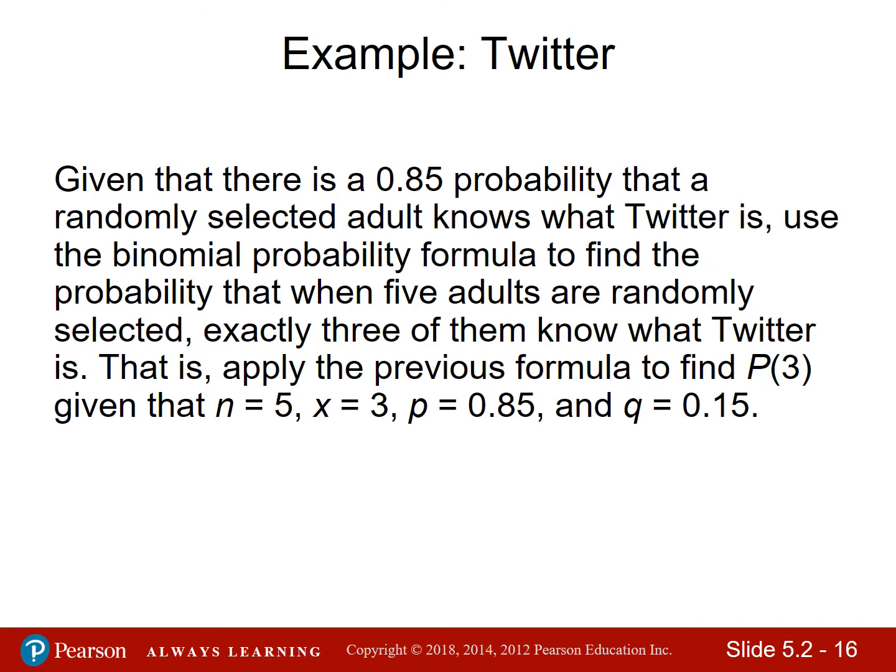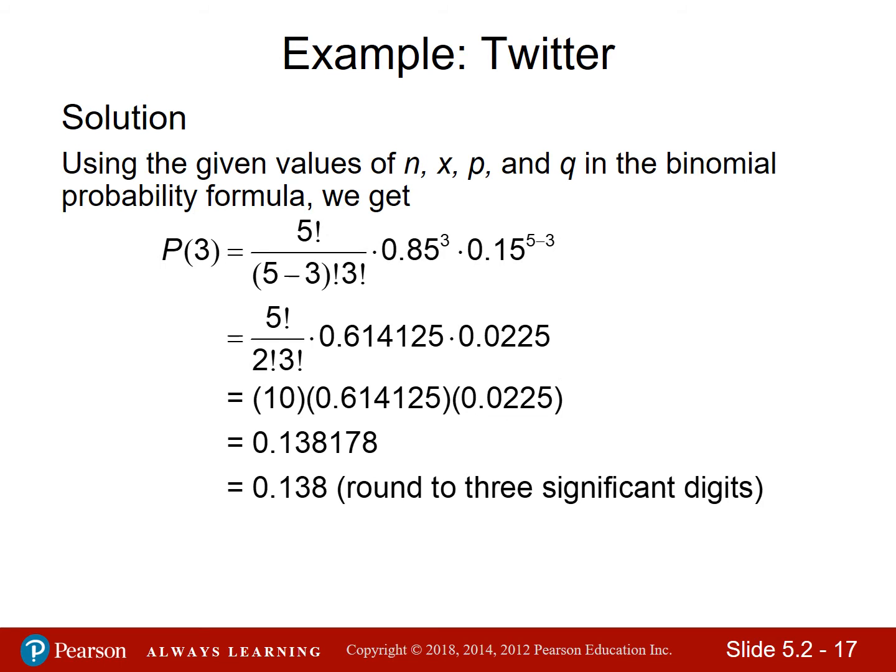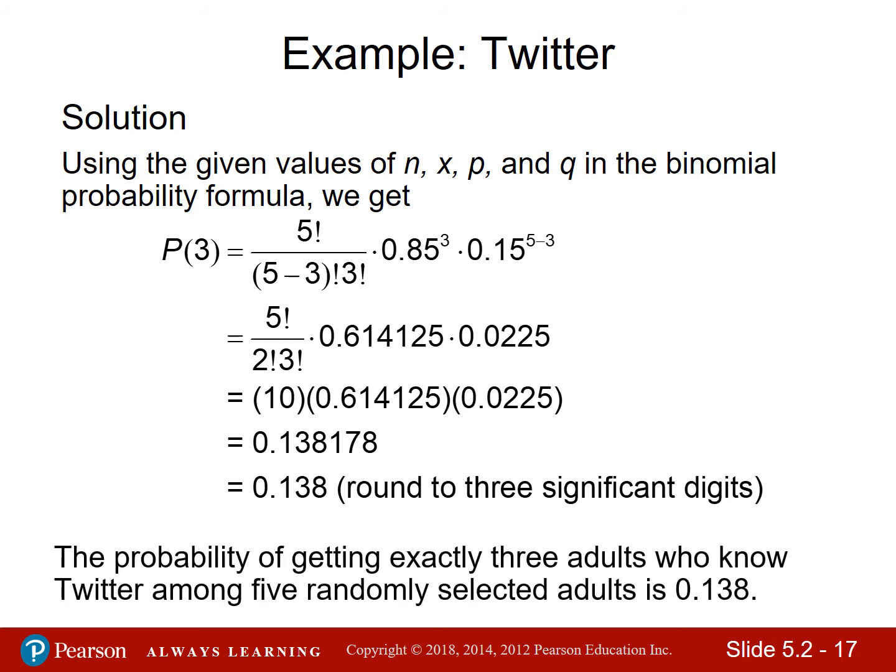So you can see here we have n, x, and p, and we calculate. You see how P of 3 is n factorial over 5 minus 3 factorial, because our n is 5, and we compute it. You can compute slowly and get the result, but you have to use the 3 significant digit rule. The probability of getting exactly 3 adults who know Tutor among 5 randomly selected adults is 0.138.